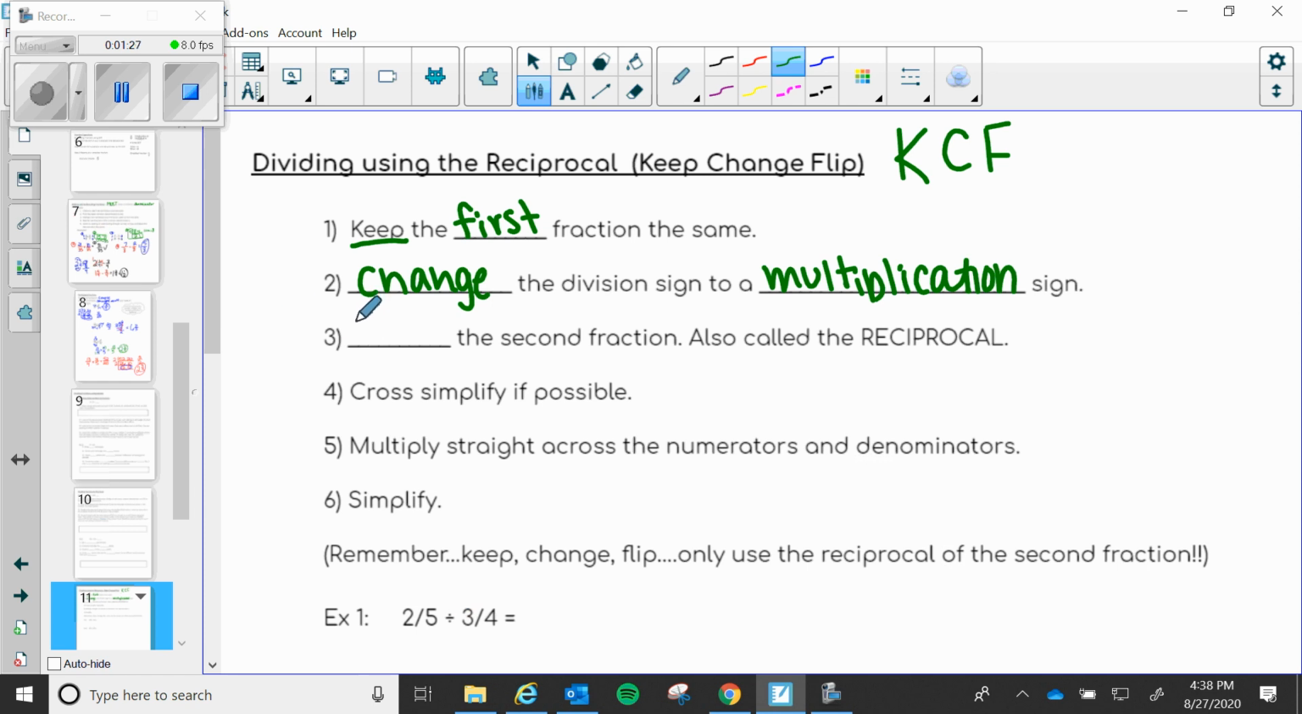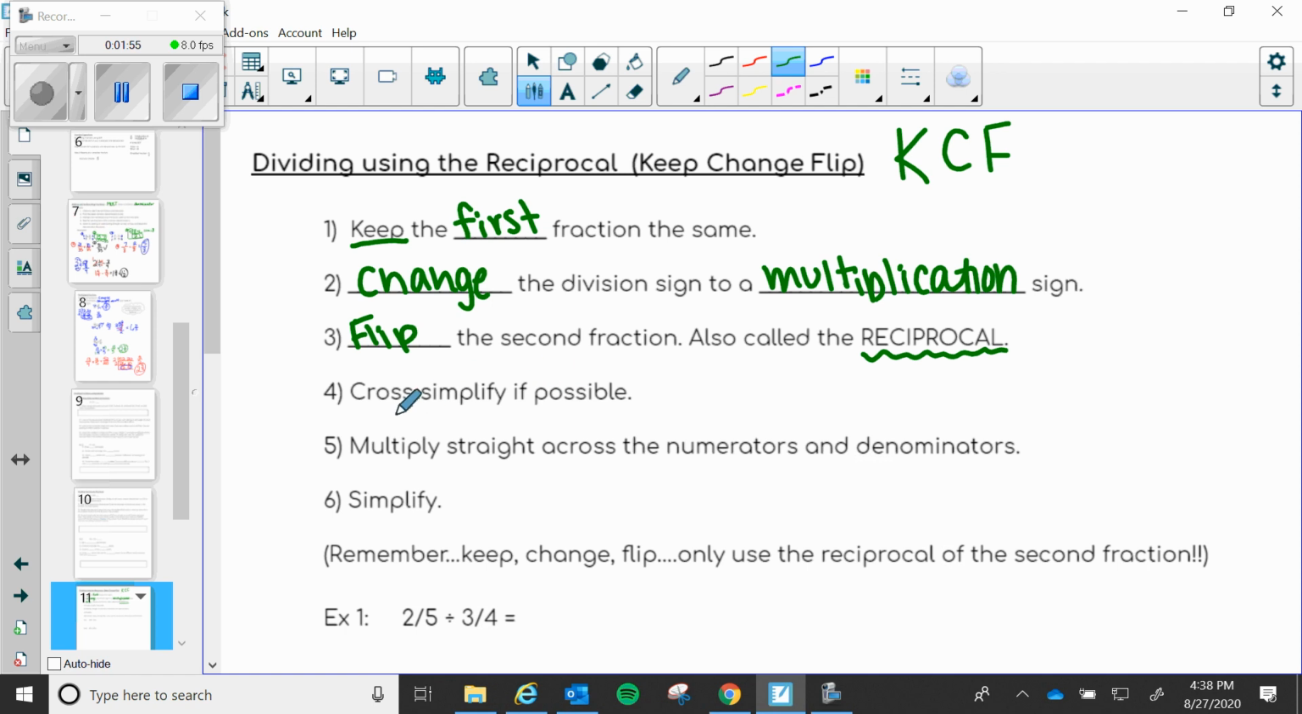And then our third, the F, we are going to flip the second fraction, also called, there's that fancy vocab word, reciprocal. Reciprocal means opposite. So when we're talking about fractions, the opposite or the reciprocal would mean to flip it, literally flip it upside down.